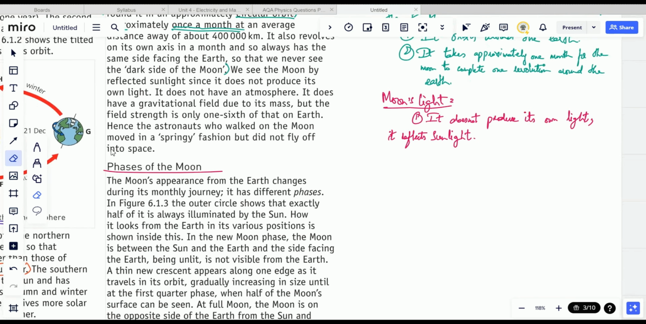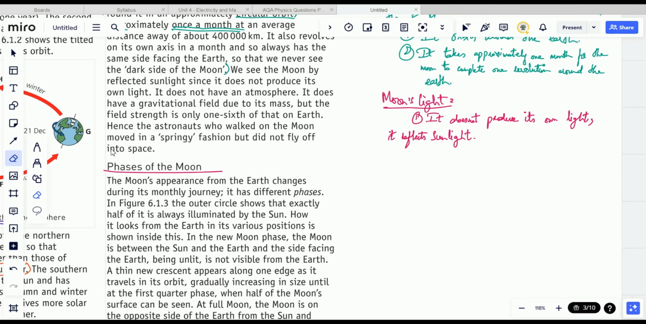So let's first talk about the new moon. Do you know what a new moon is? It's basically when the moon is positioned between the Earth and the Sun. That is when we get the new moon. It is not reflecting any light from the sun, right? Remember this as well. It's totally dark.